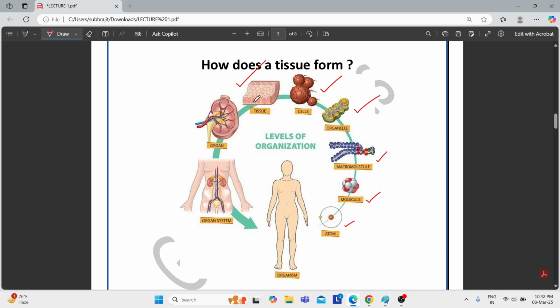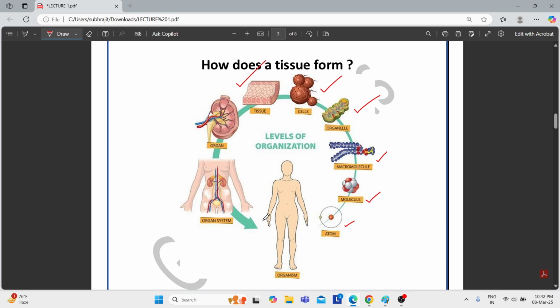Similarly, some tissues will form the digestive system, some will form the nervous system, some will form the blood system, you can say. So many organs together, like the liver, kidney, brain, heart, etc., together form an organ system. And this organ system basically leads to the formation of an organism.